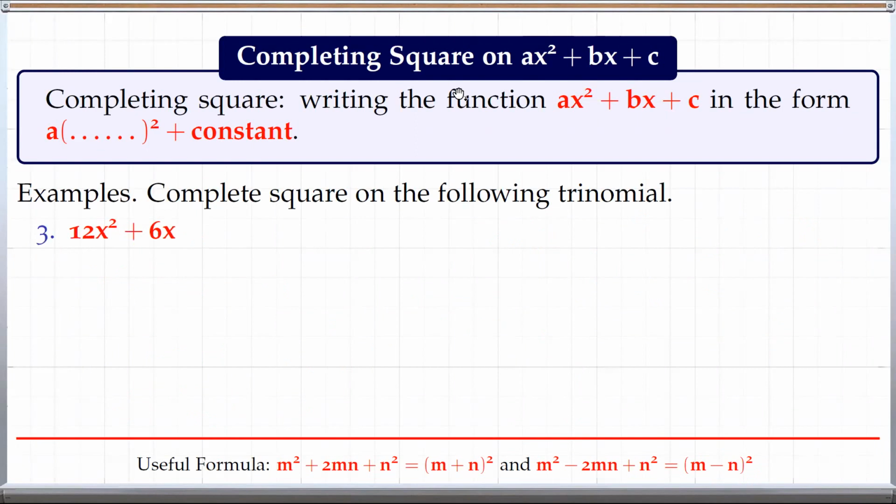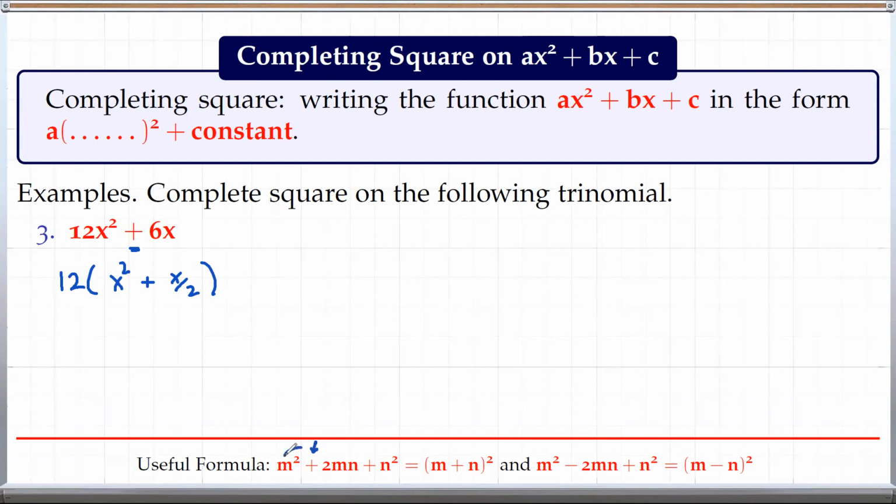Here we have 12x squared plus 6x. We want to complete square for this one. So since we have plus over here, we feel like we will have this format. So we'll be using the first formula. So the first step is to try to factor out 12. So we'll be left with x squared plus x by 2.